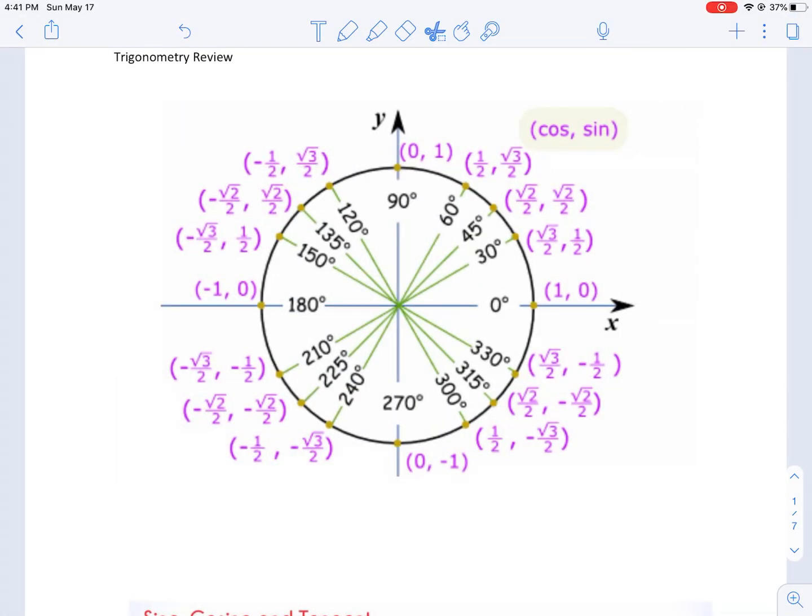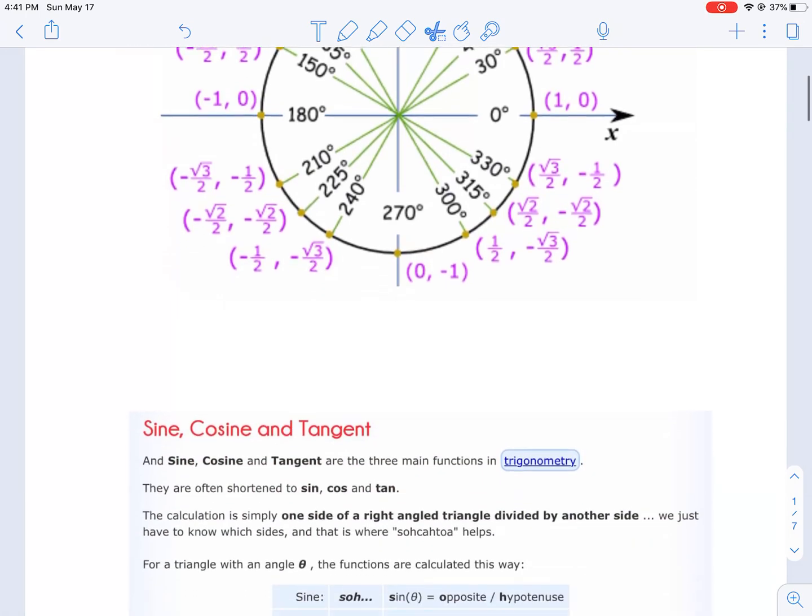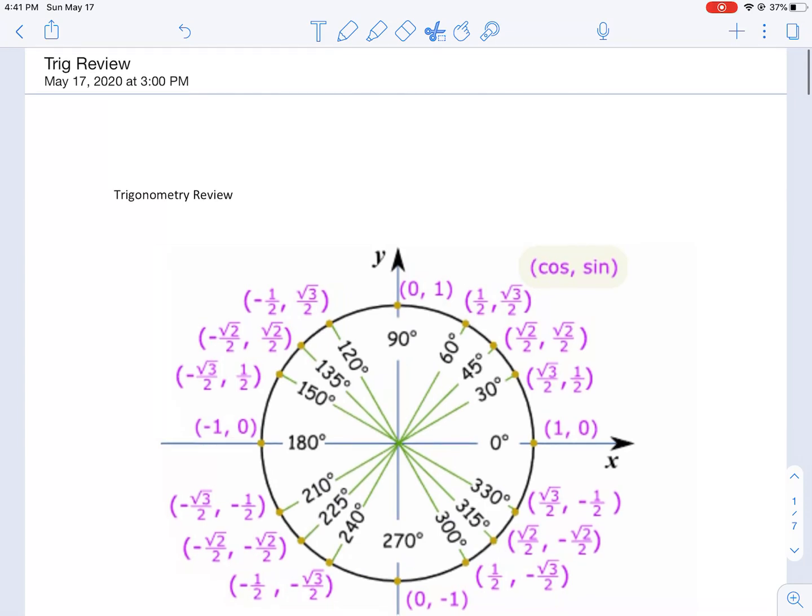Okay, guys. So this is going to be trig review. You're going to have a sort of like an assessment, if you will. It's not a test or quiz. It's just to see if you really understand what it is that we are trying to accomplish here in this unit. Okay.